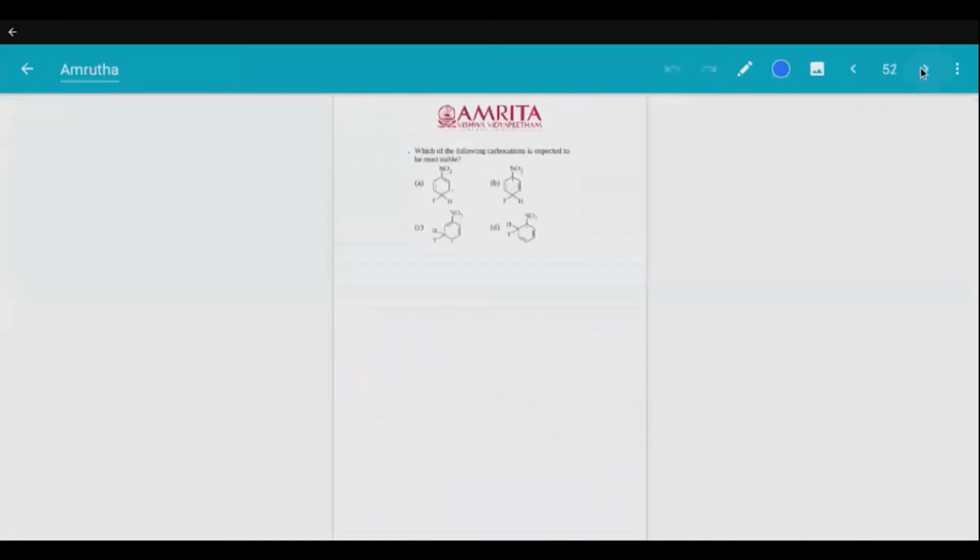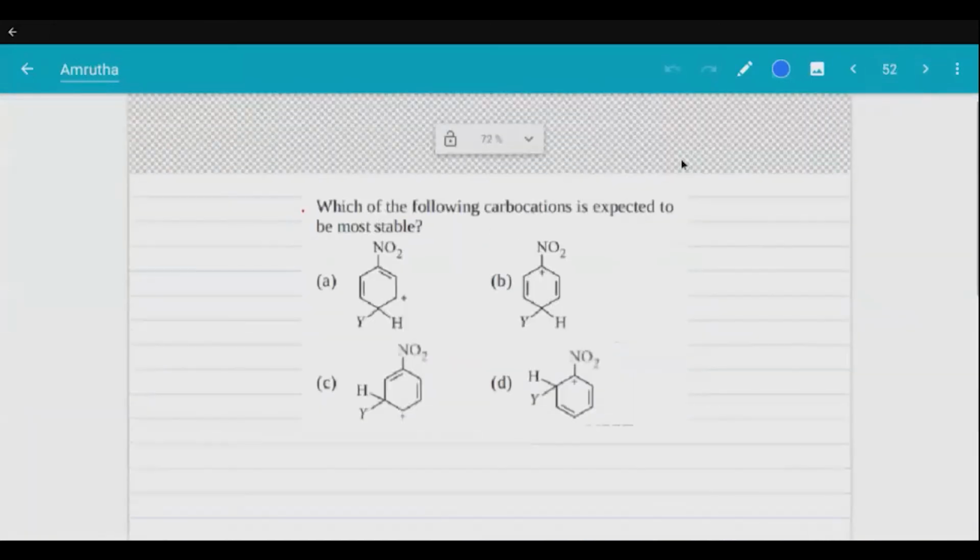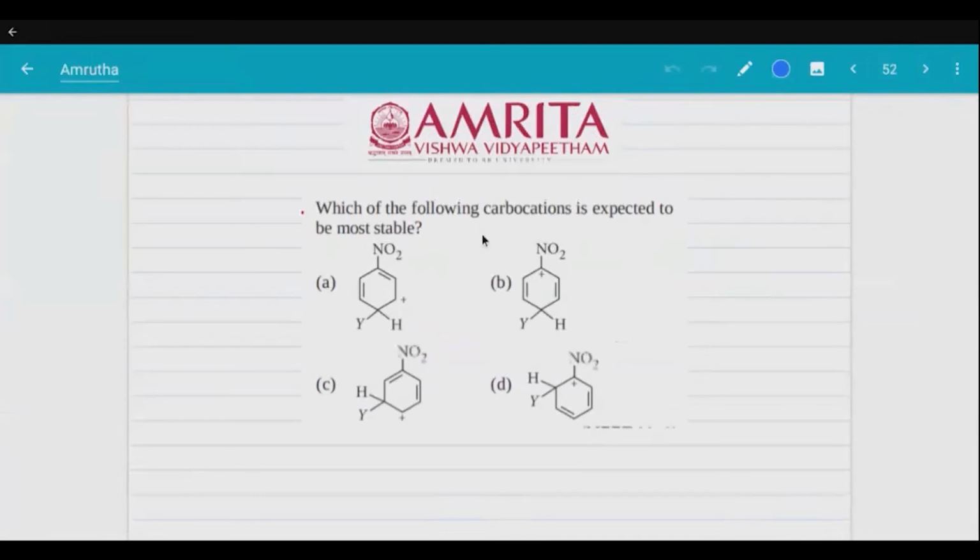Okay, fine. Next question. See this. Which of the following carbocations is expected to be most stable? Most stable here. But what is NO2? Look at the structures here. If an NO2 group or any resonance group is there, remember this, ortho and para positions are most important. Now, if you have a minus M group, also called a minus R group, that will destabilize the carbocation.